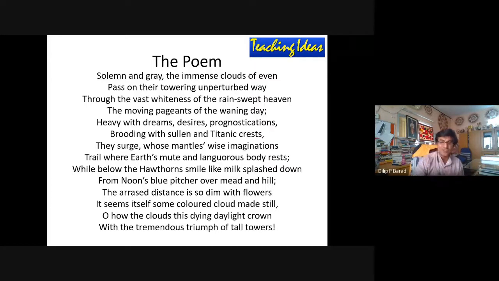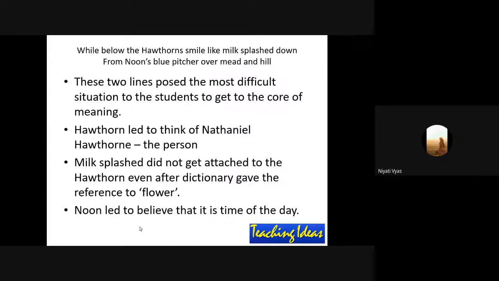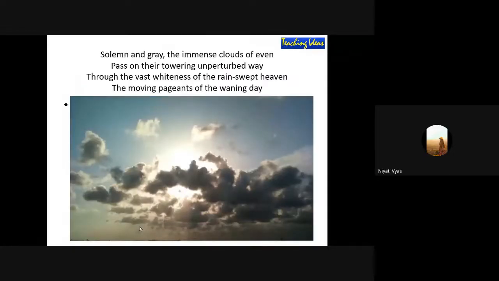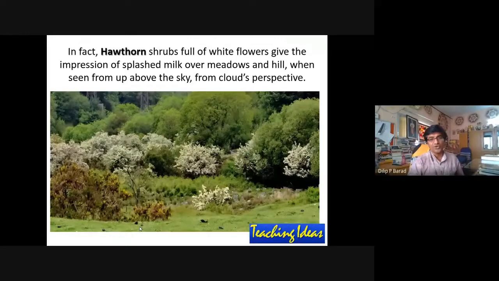While below, hawthorns. And hawthorns means, what is the meaning of hawthorns? Sir, it is one type of tree like a rose tree. Okay, so you can see here the image. Yeah? Hawthorns are shrubs.